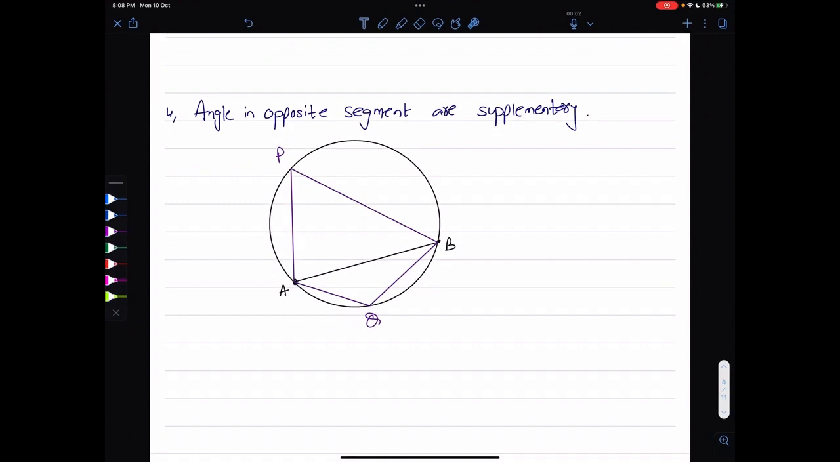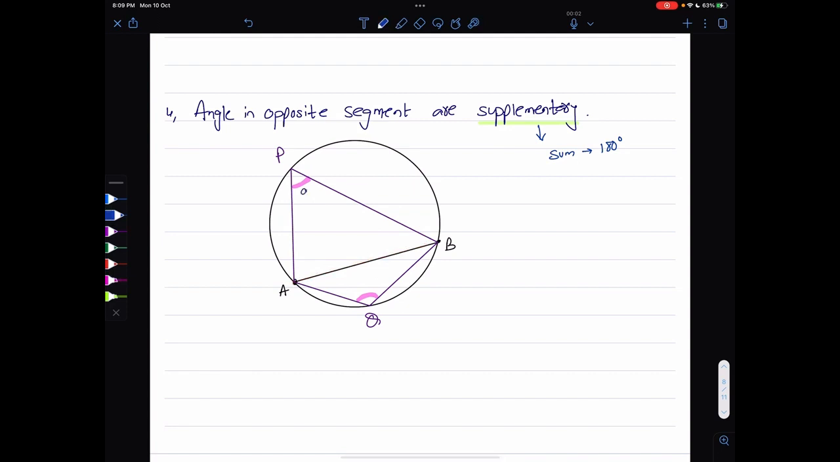The next property is angles in the opposite segments are supplementary. What do we mean by supplementary? Supplementary means that the sum of the angles must add up to 180 degrees. Now consider this chord. This chord is going to divide your circle into two segments. This is one segment and this is the other segment. These two angles are being formed in the opposite segments by the same chord. So these two angles must be supplementary.